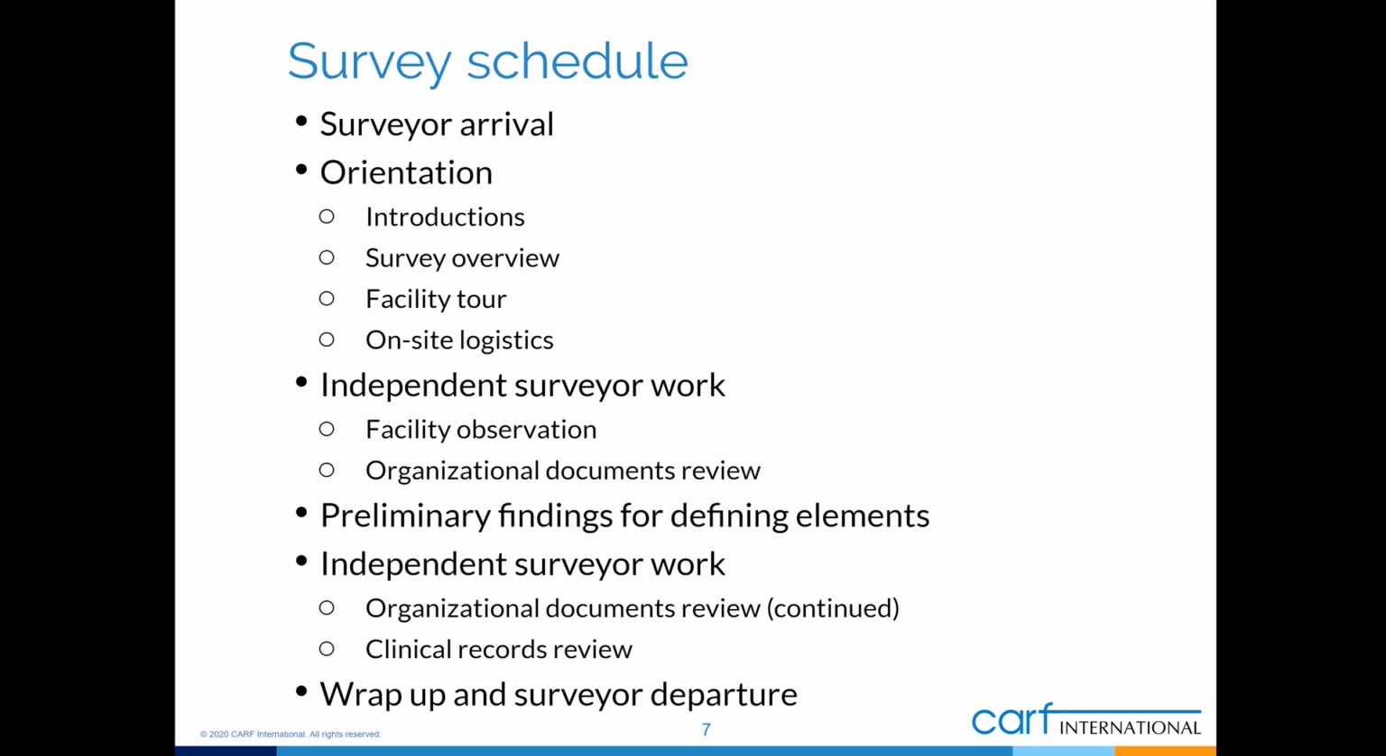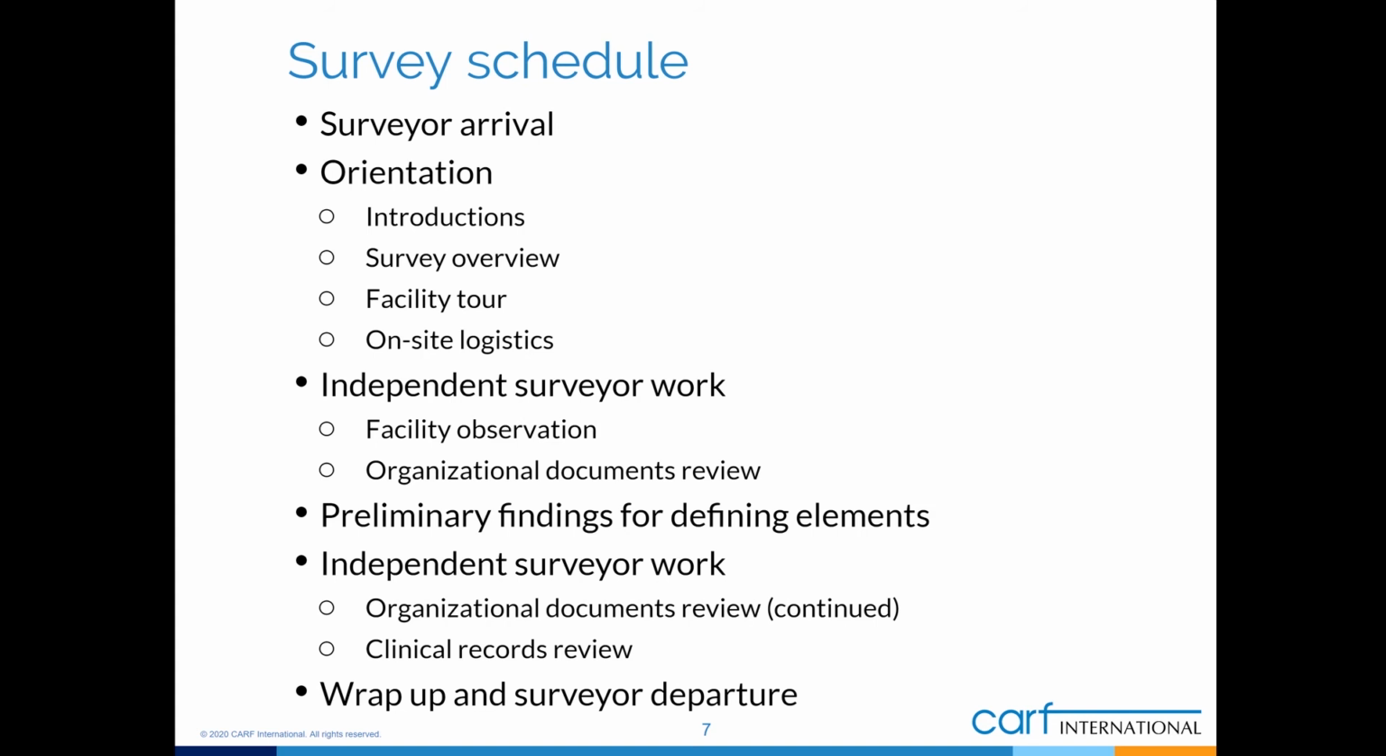From a timing perspective, the surveyor will consider the defining elements as early in the survey as possible. Once preliminary findings are determined for the defining elements based on the information available, the surveyor will inform your organization's identified representative of any defining elements for which sufficient evidence of satisfaction is not yet demonstrated. This will typically occur prior to 1 p.m. The goal is to allow you an opportunity to produce any information necessary to satisfy all of the defining elements.